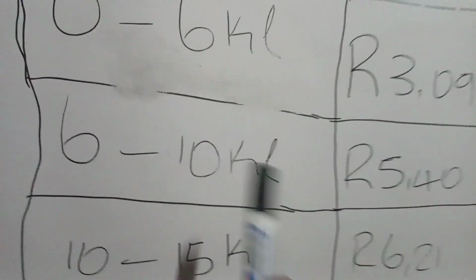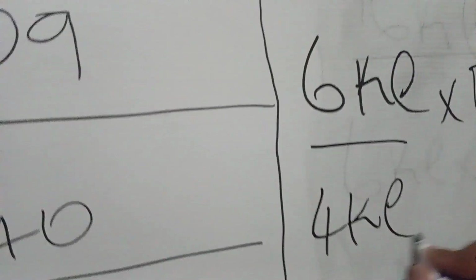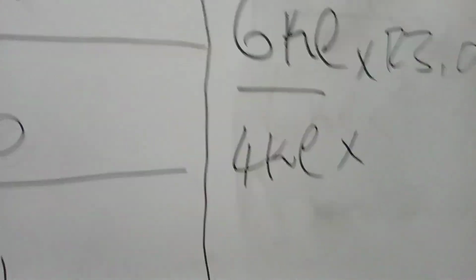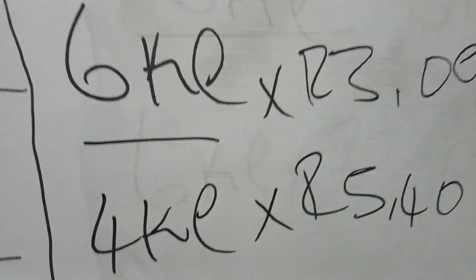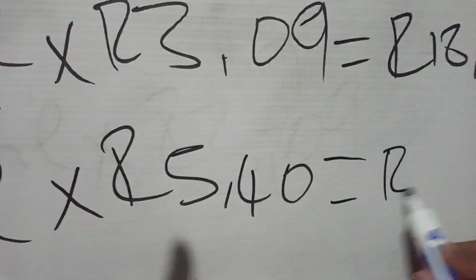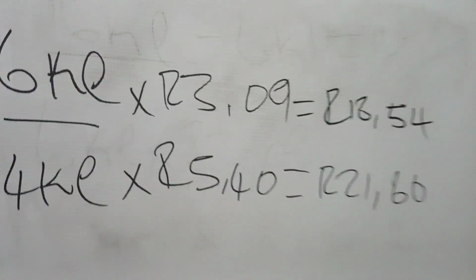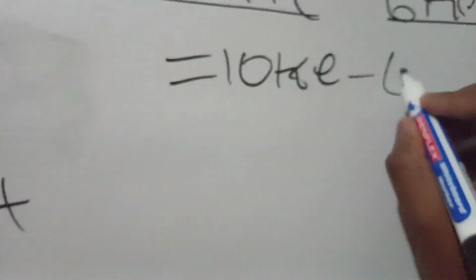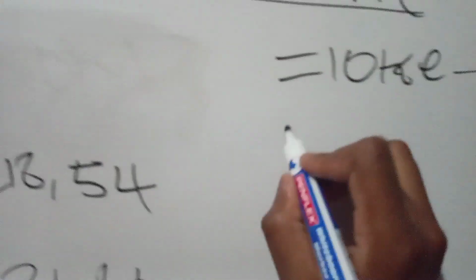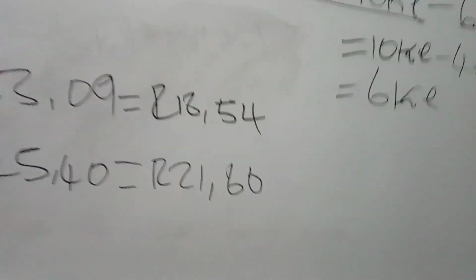We're going to use 4 kiloliters times the cost price on block 2, which is 5 rands and 40 cents, which gives 21 rand and 60 cents for block 2. Since we got 4 kiloliters, we're going to deduct 4 from this 10. 10 minus 4 kiloliters, we're left with 6 kiloliters that we're working on.